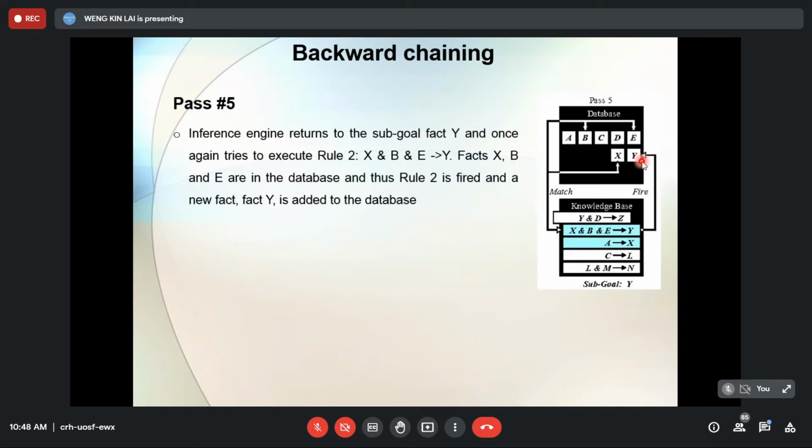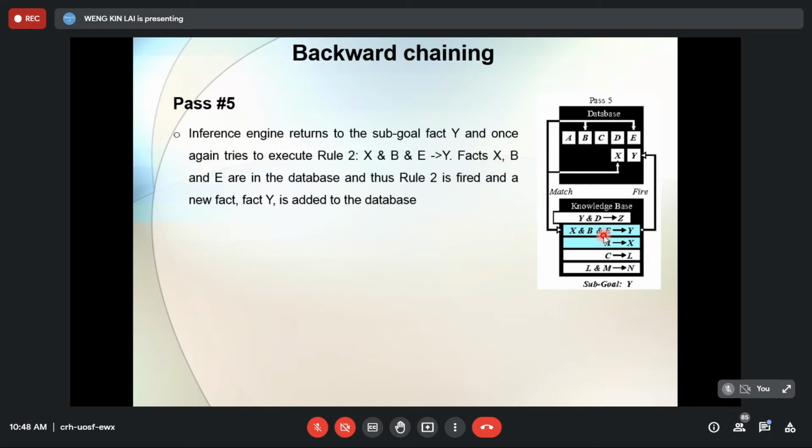So the inference engine now returns to the sub-goal fact. I don't need to check the rest of the rules anymore. I need to check those which have been stacked before. So now I'll go back to my first one, which I stacked, sub-fact Y, and once again try to execute rule number 2, which is X, B, E to give me Y. Rule number 1, which you put aside early on, cannot be fired yet because your Y is missing. So you check number 2, which has been stacked before, and you see, yes, facts X, B, and E are in the database, therefore rule 2 is fired.